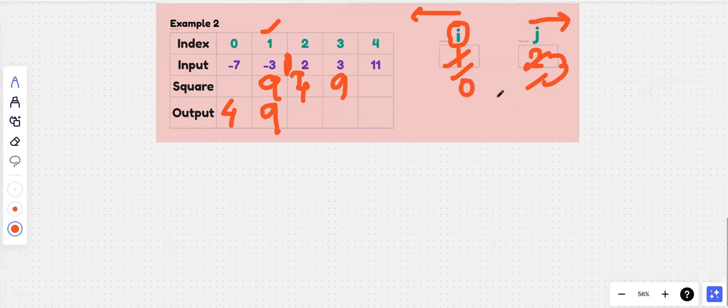Now again, we will see the squares of the number at the 0th index is 49 and at the third index is 9. So out of these two, 9 is smaller. So we will push 9 and we will increment the pointer to 4.